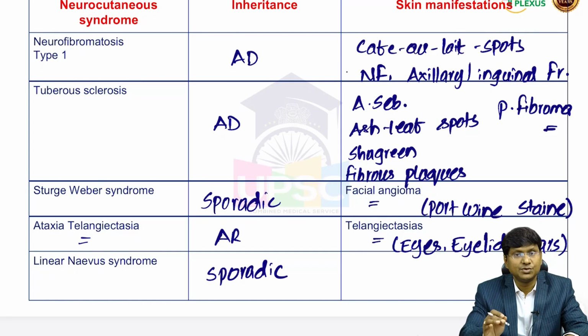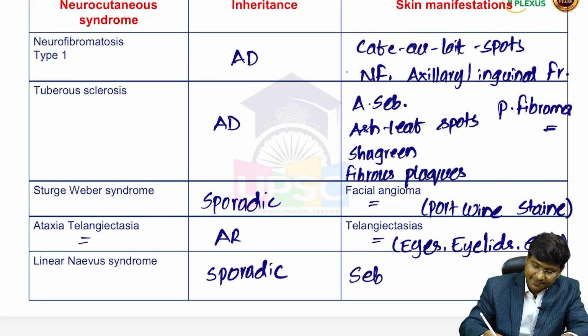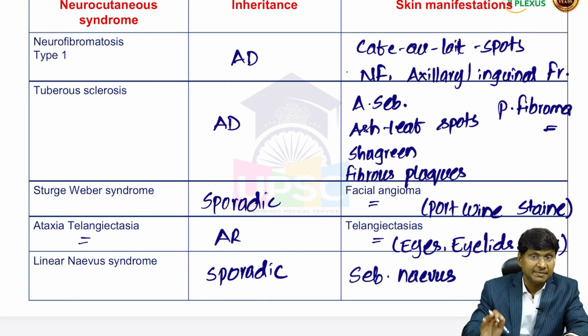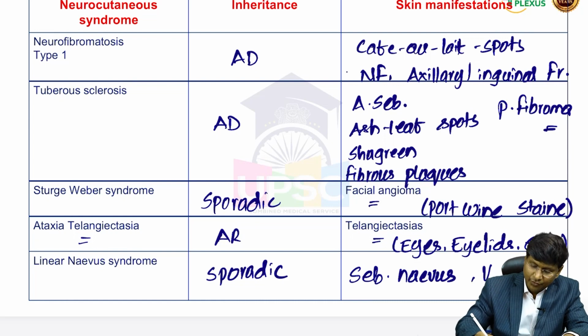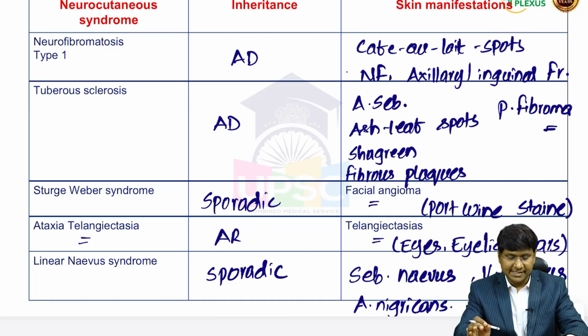Then linear nevus syndrome, which is sporadic, and here it is the presence of sebaceous nevus, then verrucous nevus, and then acanthosis nigricans. So these are the skin manifestations in linear nevus syndrome.